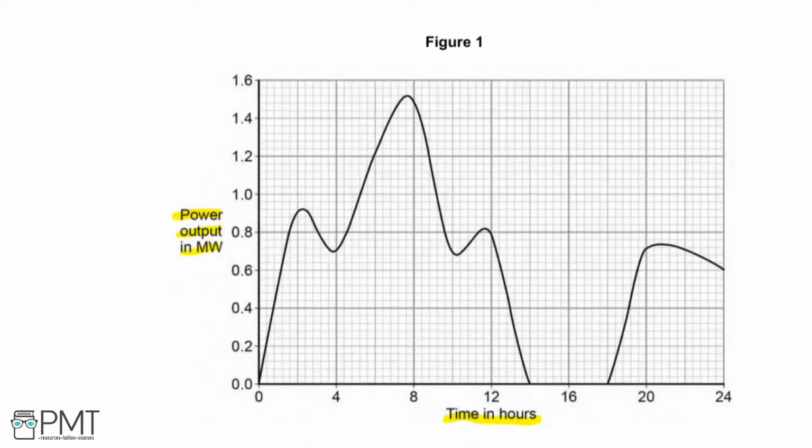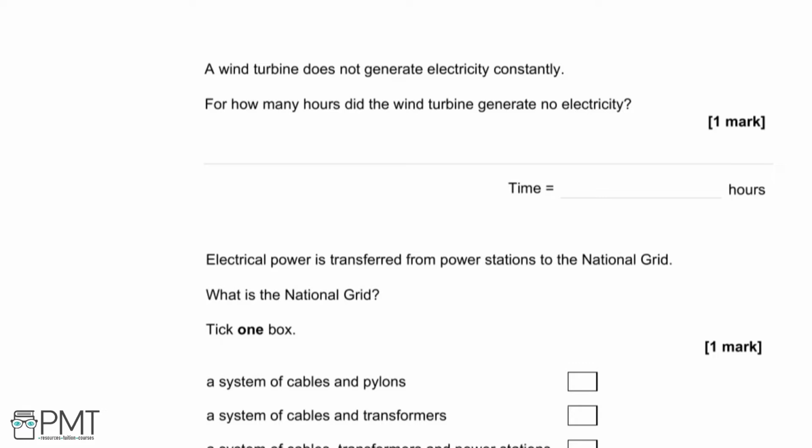From the graph, we can see that this period here is the period where the power output is 0. So this point is 14 and this point is 18. That means our final answer is 18 minus 14 equals 4. 4 hours.